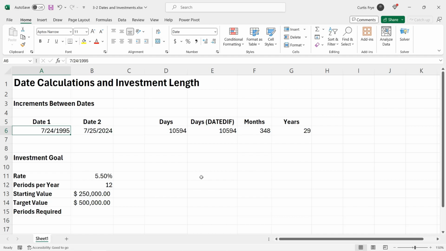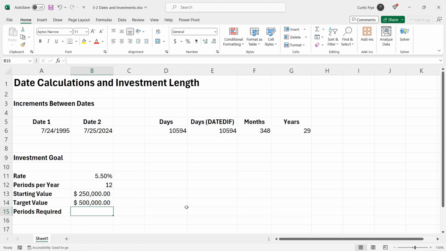And a related question is how long it will take an investment to reach a particular goal. Those of you planning for retirement or who are saving for a major purchase will be very interested in this. To make this calculation, you need to know 4 things. The first is the rate, and this is the annual percentage rate, and then the number of periods per year. And this is the number of times that interest is compounded during the year. So if your earnings on interest are compounded monthly, then you would divide by 12. If it's quarterly, you would divide by 4. And then we have the starting value and the future value or target value.